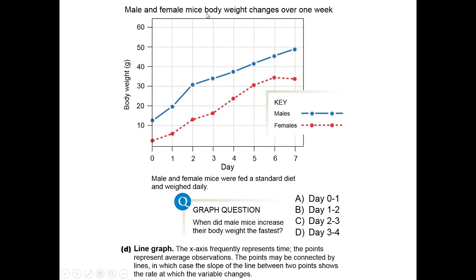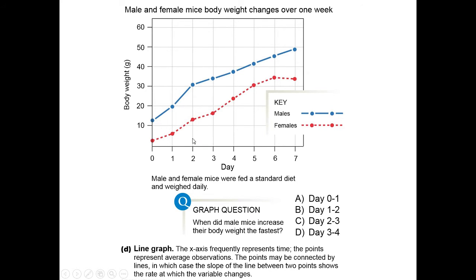Again, male and female mice, body weight changes over 1 week. Since we're measuring daily, they're weighed daily, we're looking at their weight on day 0, day 1, day 2, and so we can see their measurements here. Since we have both male and female, we need 2 different lines. 1 line for males here in blue, 1 line for females here in red. And on the y-axis, we have body weight in grams. Male and female mice were fed a standard diet, so that's one of the controls, and they're weighed daily.